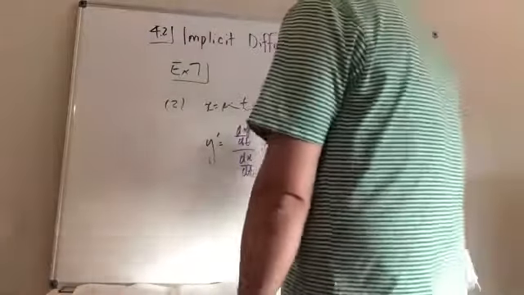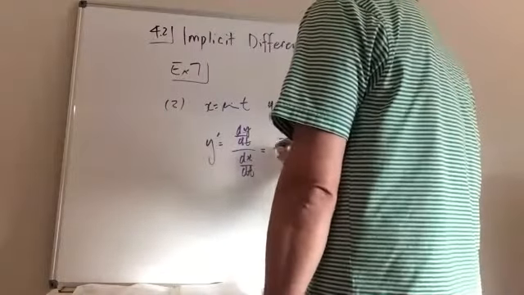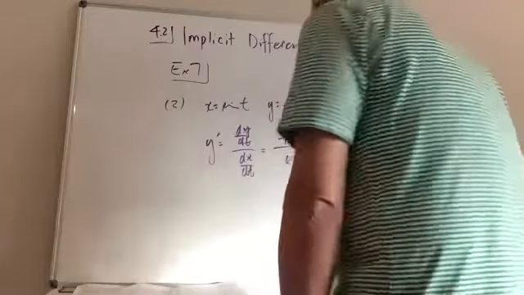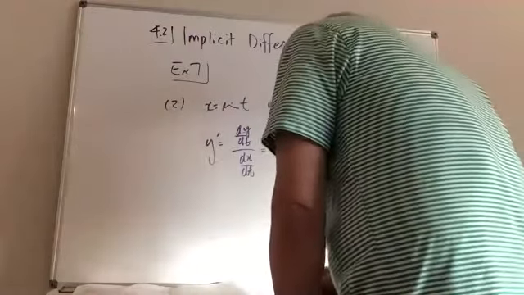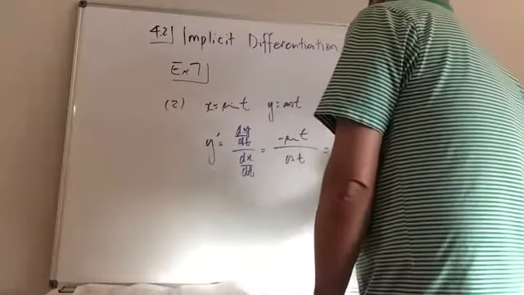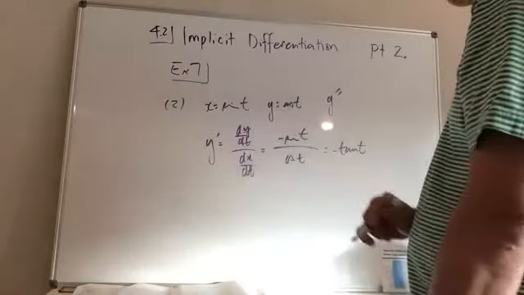So what do we have? Dy dt is what? Negative sine t. Dx dt is cosine t, right? So we're going to get what? Negative tan t. Negative tangent t is y prime, and I want to get y double prime here, right?